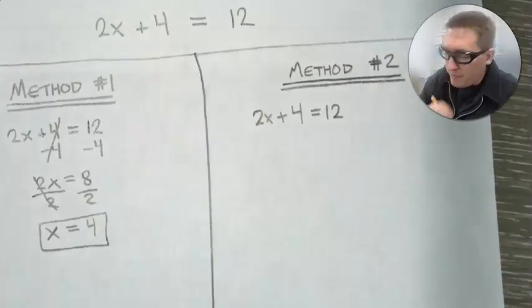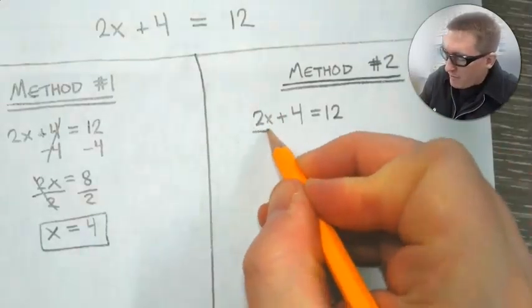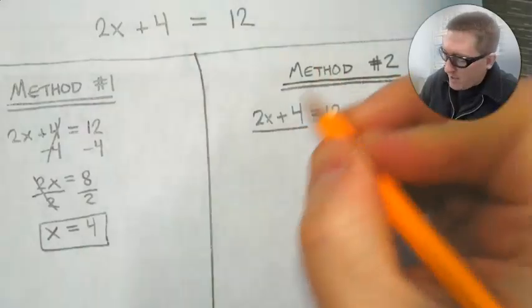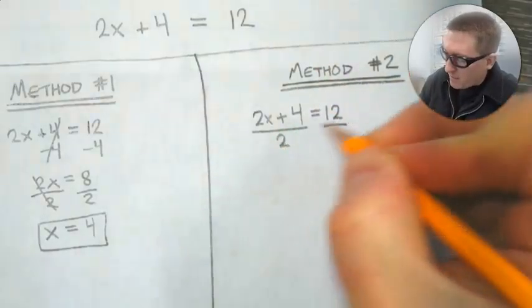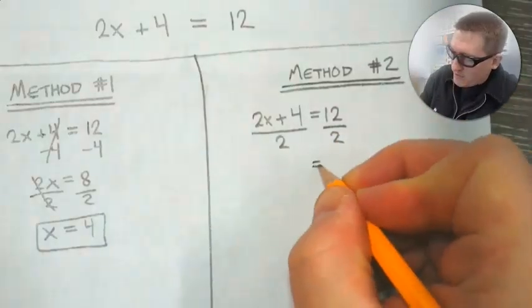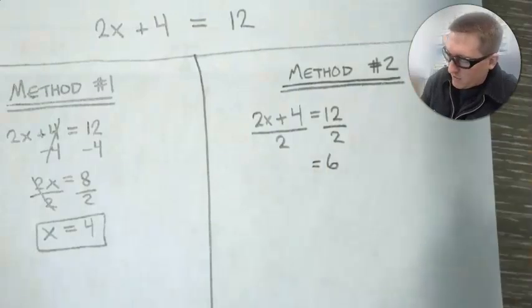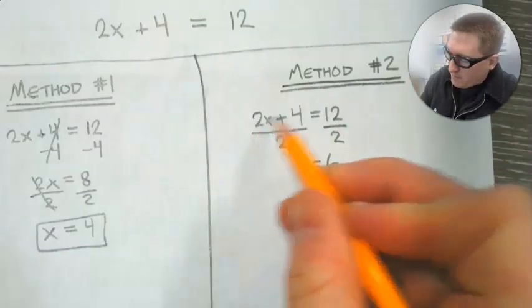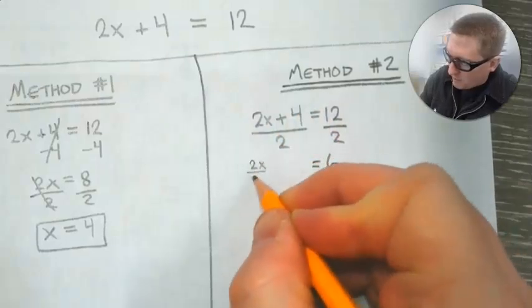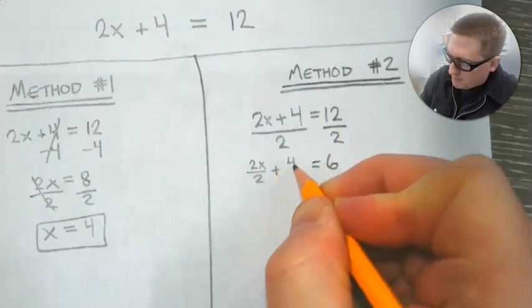But here's the thing about division. When you divide the equations, you have to divide the entire side. And we're going to divide the entire side by 2. In essence, that's going to give me a 6 on the right side of the equation. And over here, I have a pretty complex fraction. I'm going to break it up into 2 parts to make it simpler to look at.